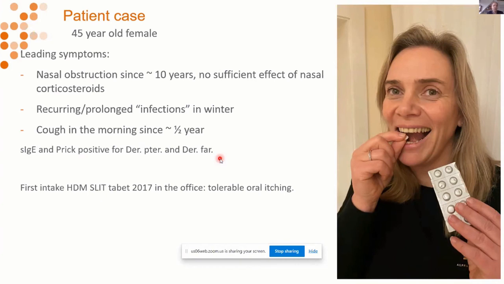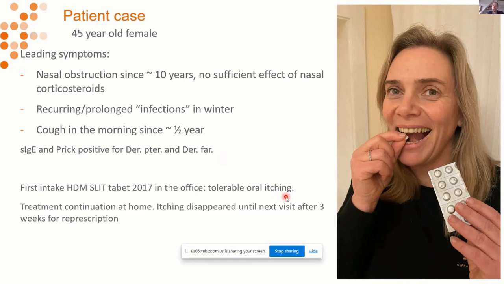So we did the first intake already in 2017. The first intake should always be in the doctor's office. And she experienced some local oral itching. But this was tolerable, so there was nothing to worry about for her. So she continued the treatment at home. The itching disappeared until the next visit.